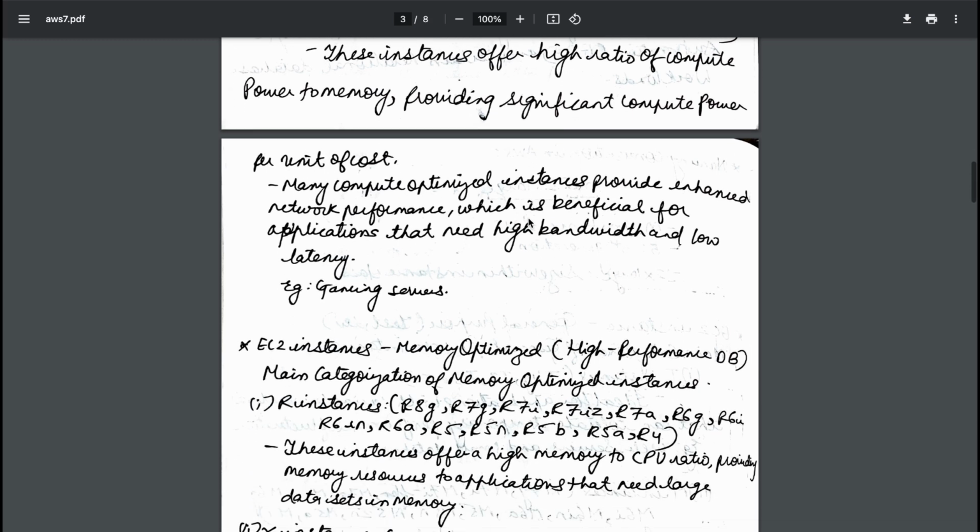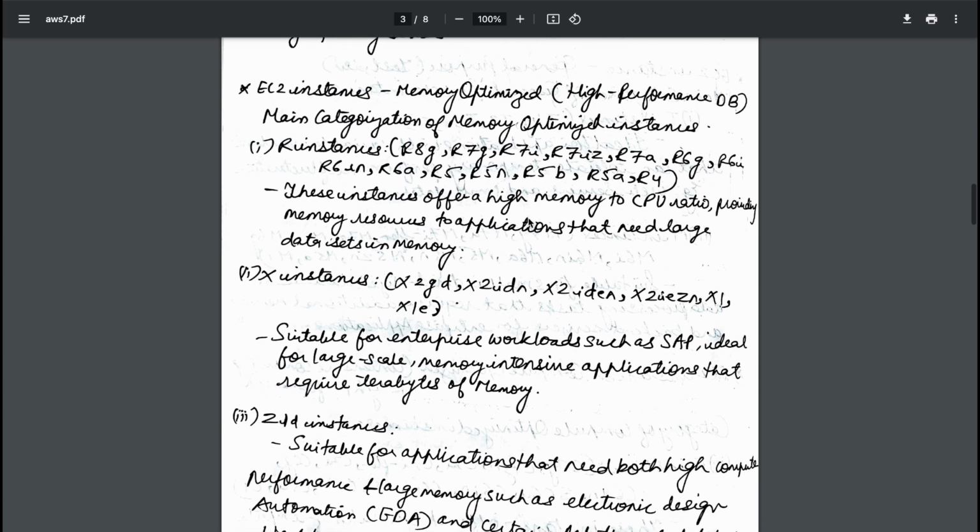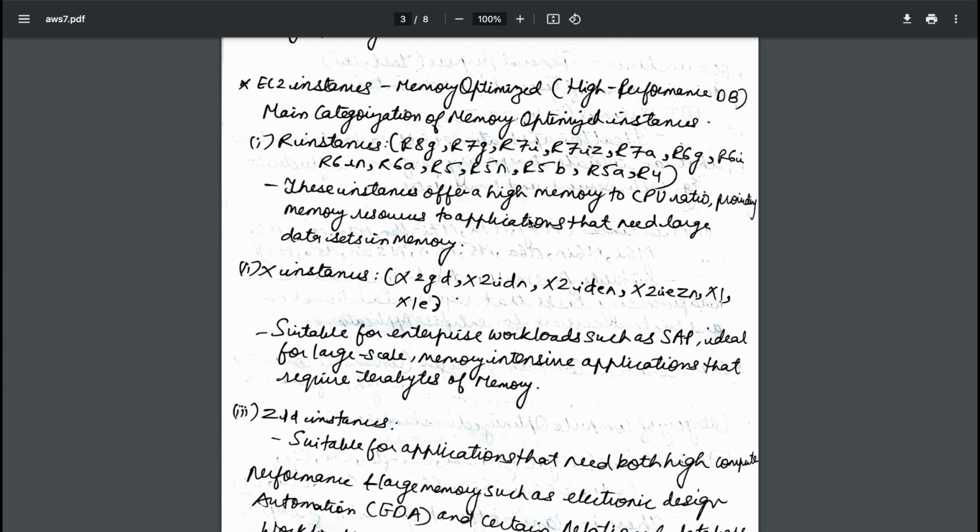Okay, let's move forward with the next one, that is memory optimized. Memory optimized means it has something to do with memory, right? Basically it gives us high performance in databases, and it would mostly be for input output operations.